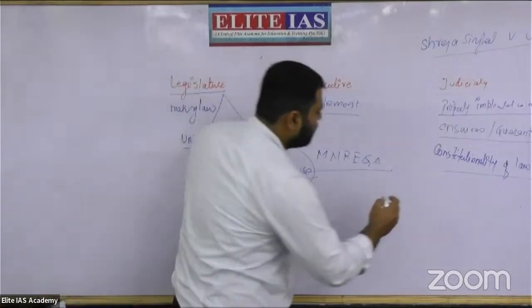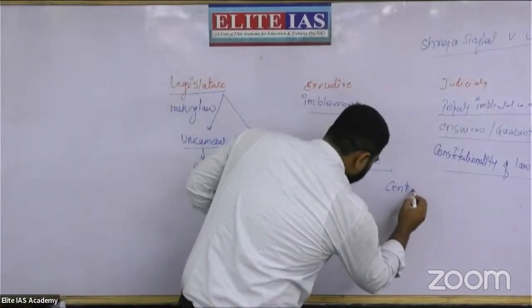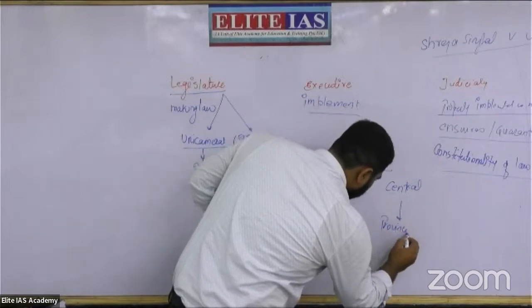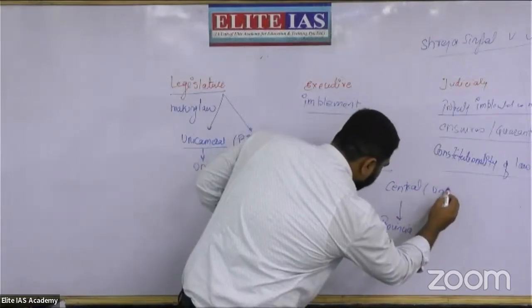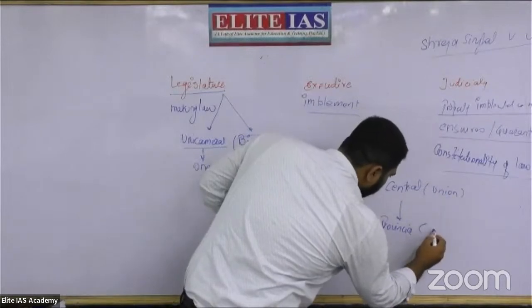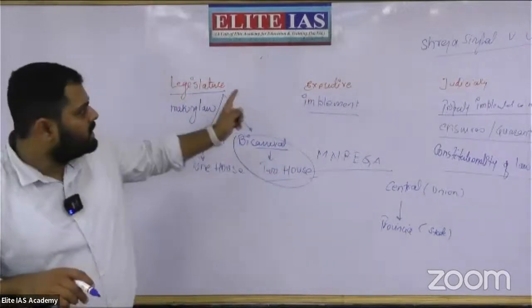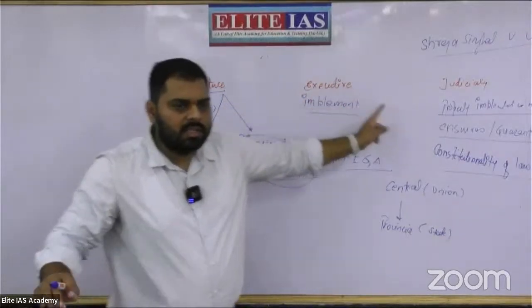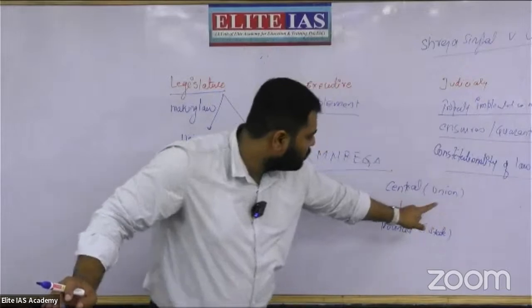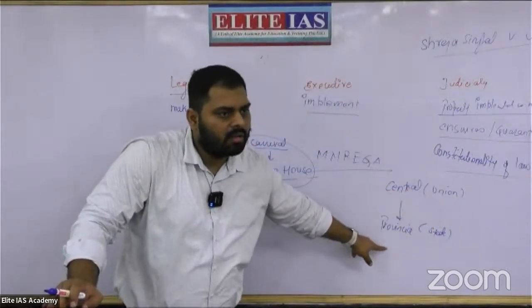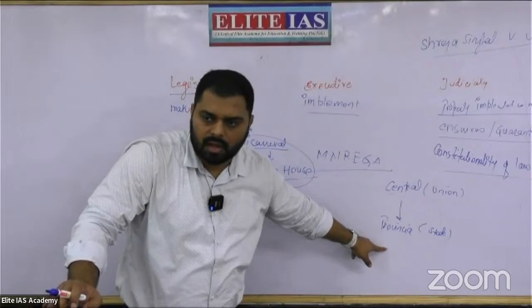So one is central and another is provincial. इसको आप कह सकते हो यूनियन की गवर्नमेंट, एंड इसको आप कह सकते हो स्टेट की गवर्नमेंट, राइट? So these three organs, legislature, executive and judiciary, will also exist at central level and it will also exist at state level और प्रोविंशियल लेवल, राइट?